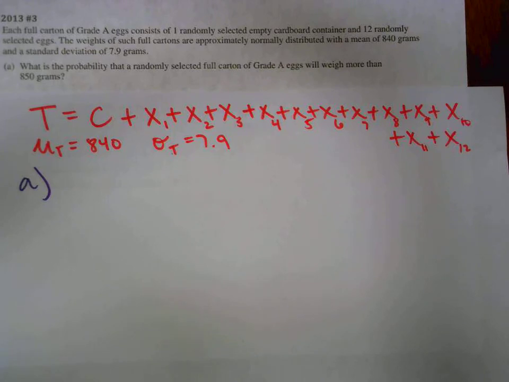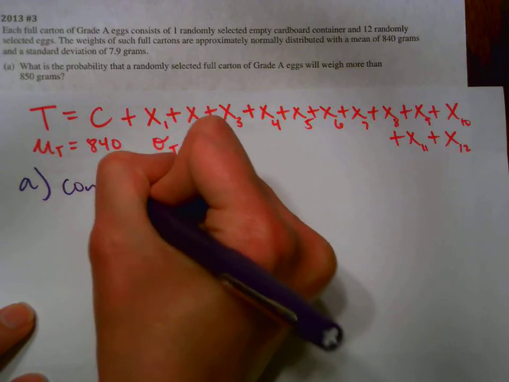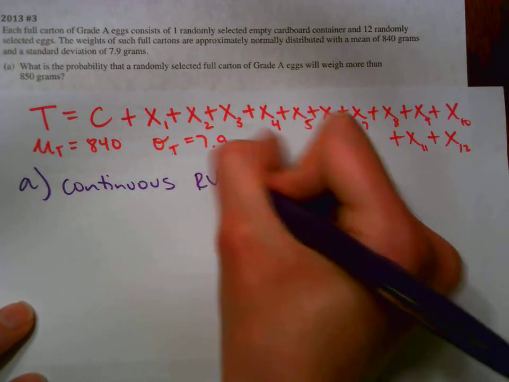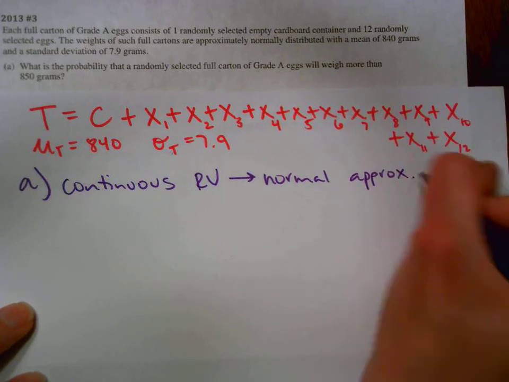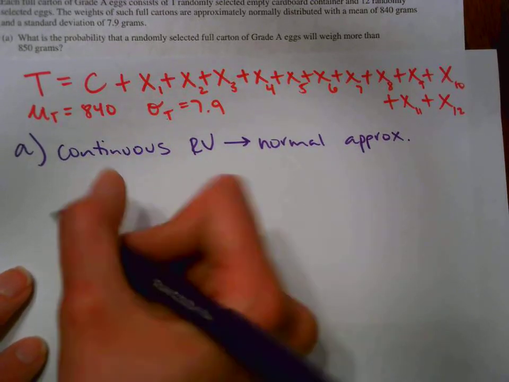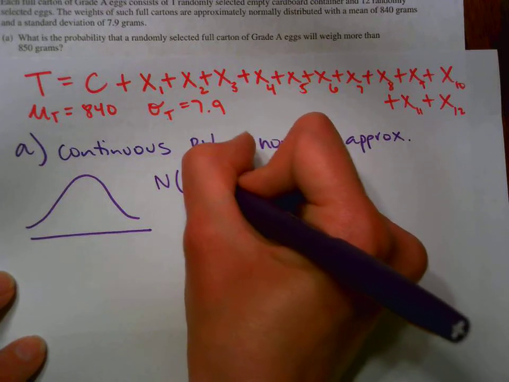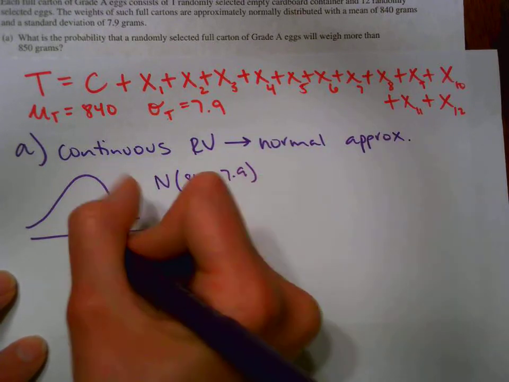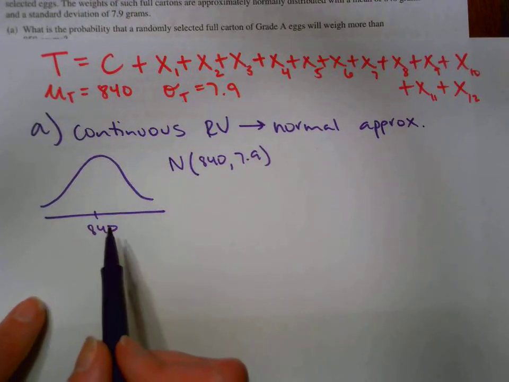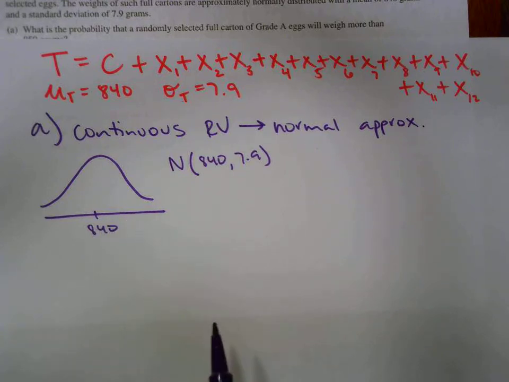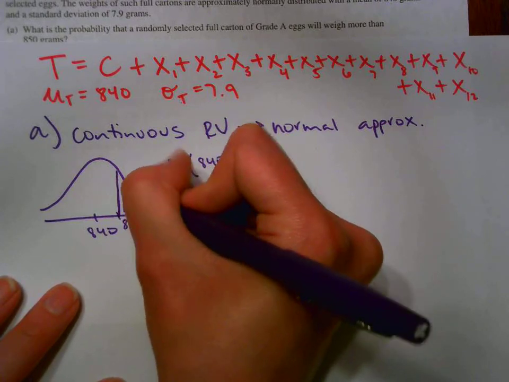Because it's continuous, we can use a normal continuous random variable. You use normal approximations. So it is going to be normal with a mean of 840 and a standard deviation of 7.9. So just make sure you write that down. And then we're saying, what's the probability of finding a package that will weigh more than 850? So that would be 850, and you shade greater than.